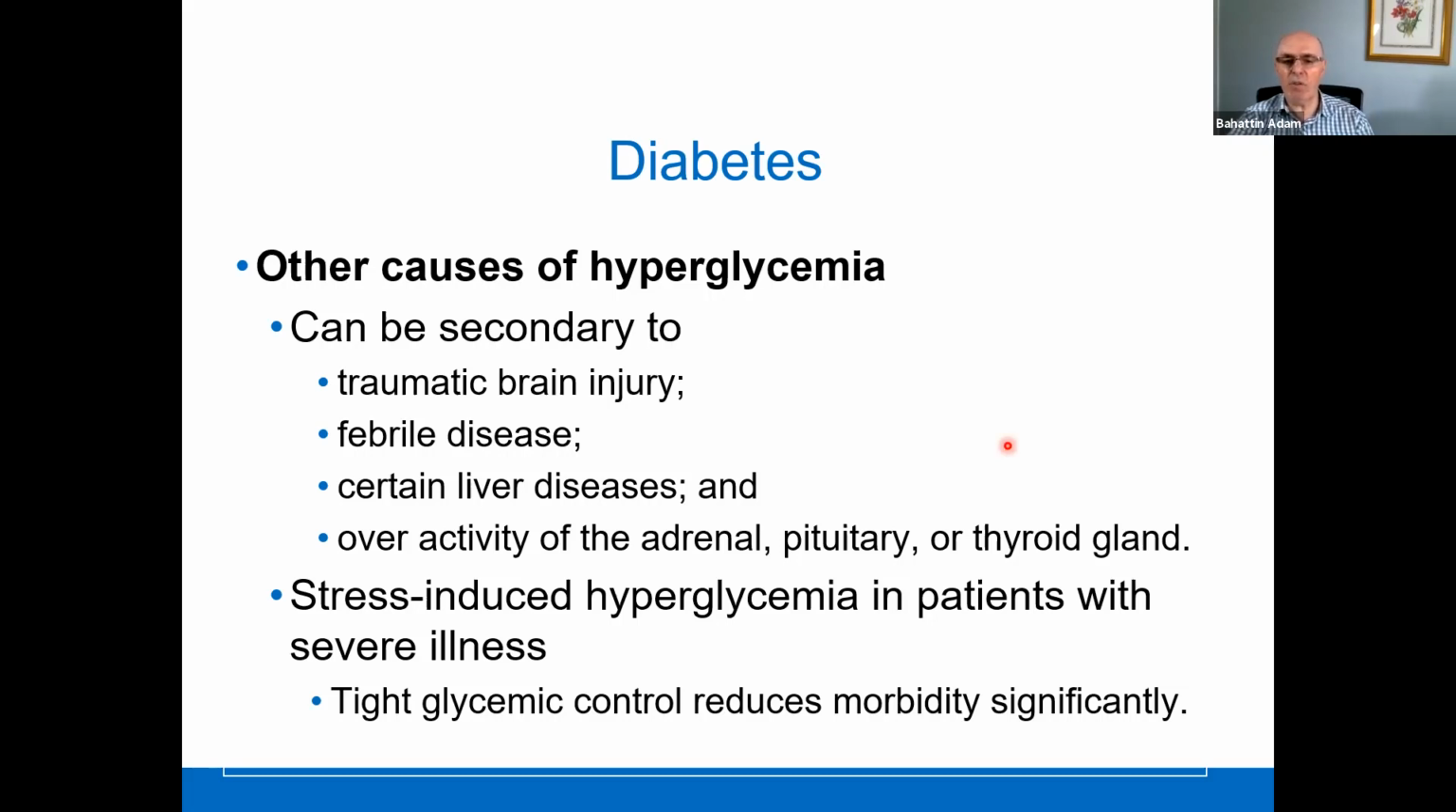Stress-induced hyperglycemia in patients with severe illness is also important. A patient with multiple organ damage or multiple fractures, or after a big surgery, which is a stressful intervention, may develop hyperglycemia, and we call it stress-induced hyperglycemia.